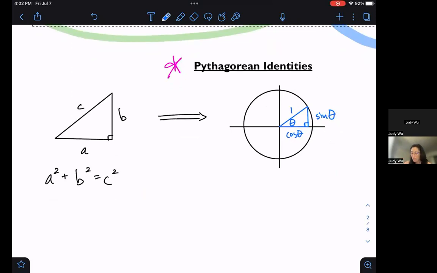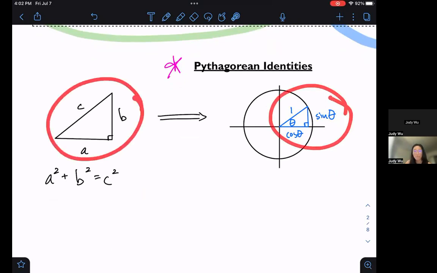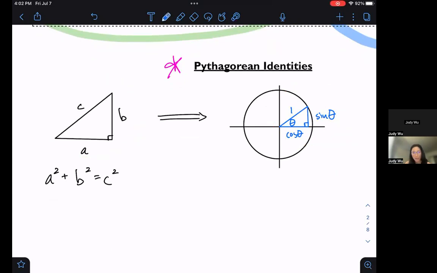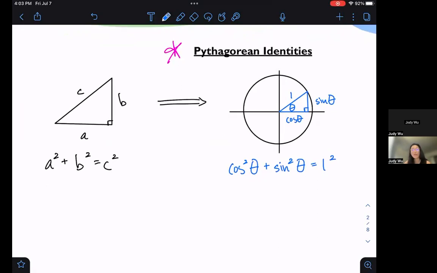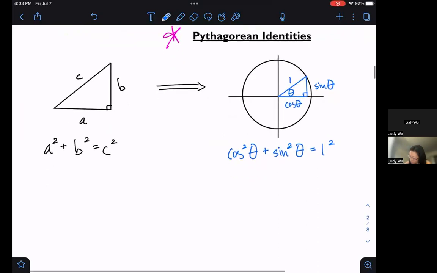If we take these three, sine, cosine, and 1, and plug them into our Pythagorean identity, check out what we get. Instead of a squared, I'm going to have cosine squared theta. Instead of b squared, I'm going to have sine squared theta. And instead of c squared, I'm going to have 1 squared. And this, turns out, is our first Pythagorean identity: cosine squared theta plus sine squared theta equals 1.